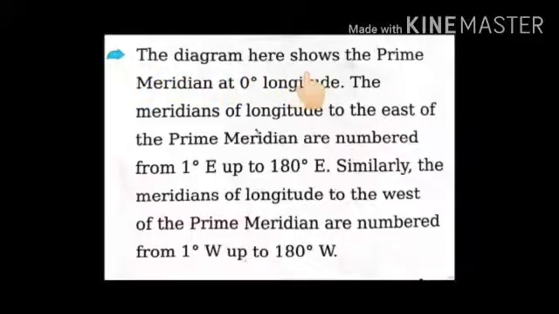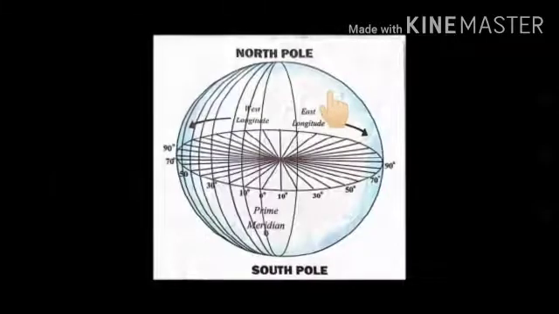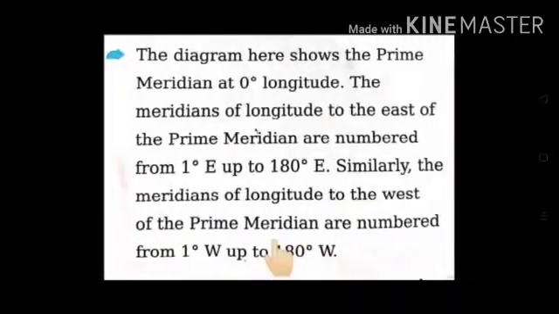The diagram here shows the prime meridian at 0 degree longitude. See this diagram? This vertical line is at 0 degree and this line is called prime meridian. It runs from North Pole to the South Pole.